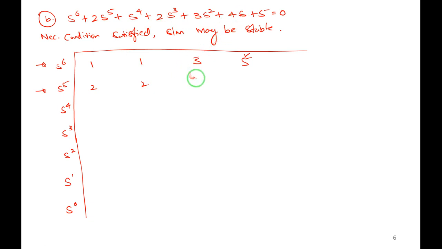Next, 4. Next we'll try to calculate this. Observe here: 2 into 1 minus 2 into 1 is 0. I'll be getting 0 here. So a difficulty will come here. So the difficulty had come.